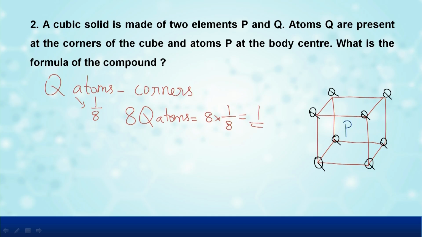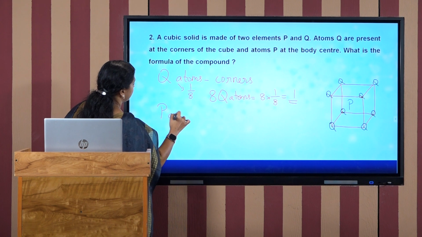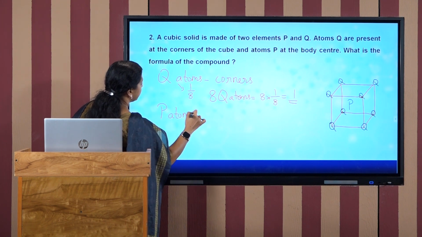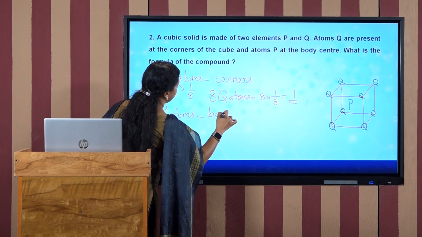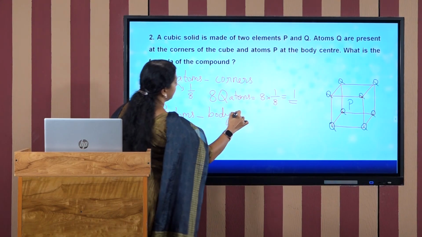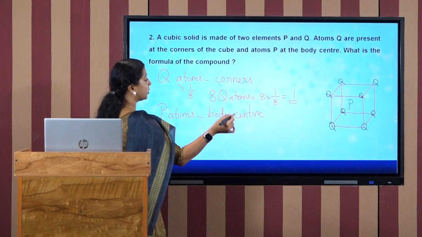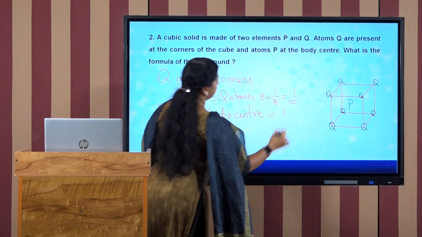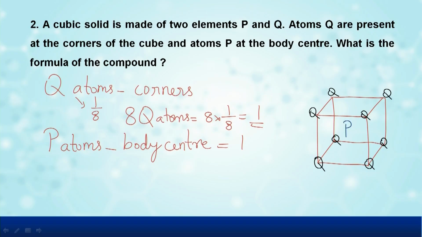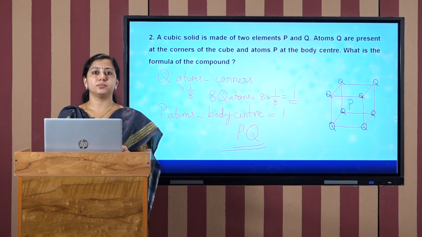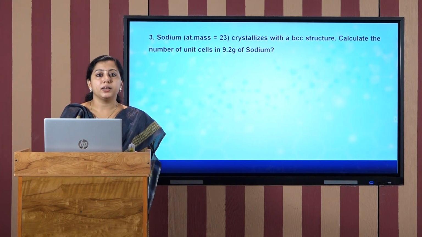Now what about the P atoms? P atoms are present at the body center. It is not shared with any other unit cell. So the contribution is equal to 1. So for each Q atom there is a P atom. So the formula of the compound will be PQ. Okay. Now we'll move on to the next question.